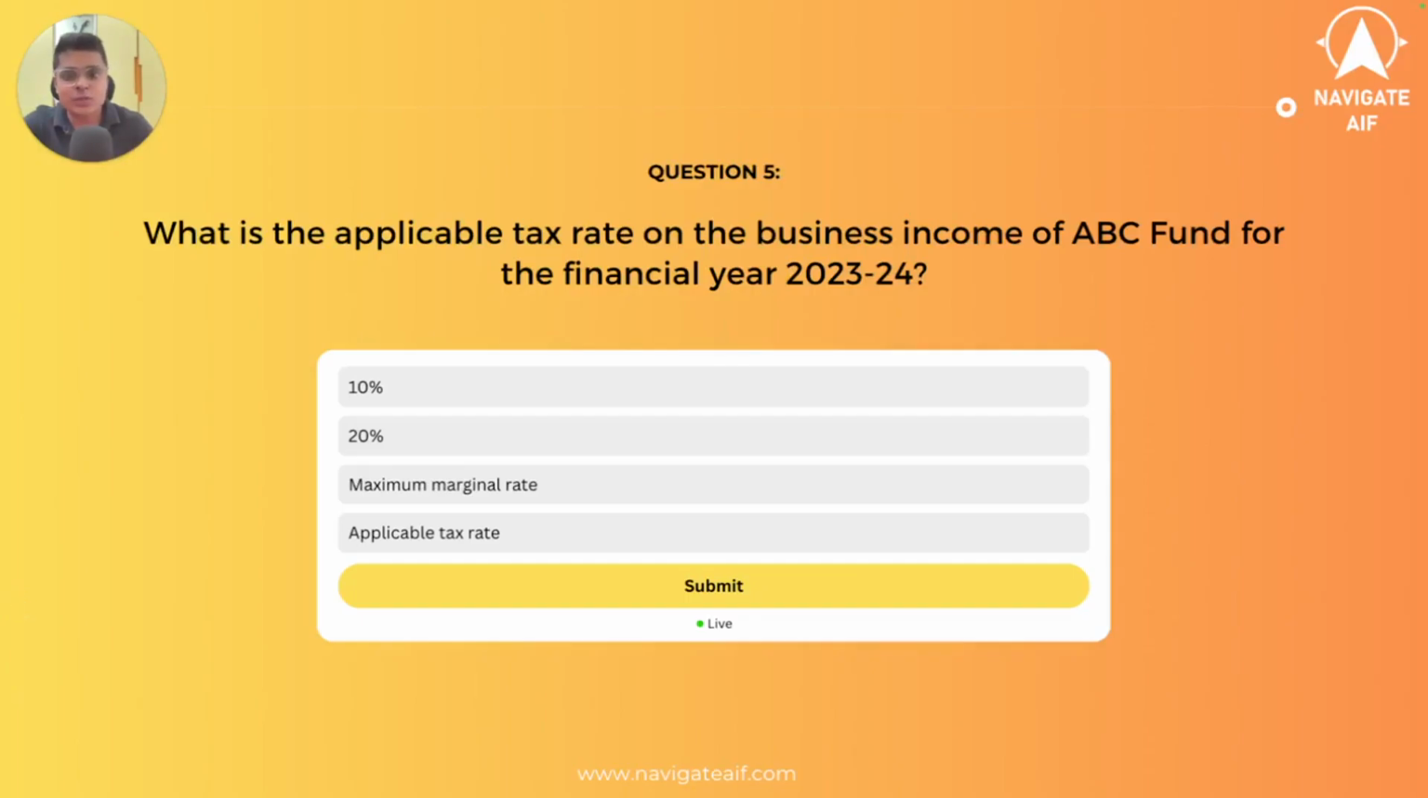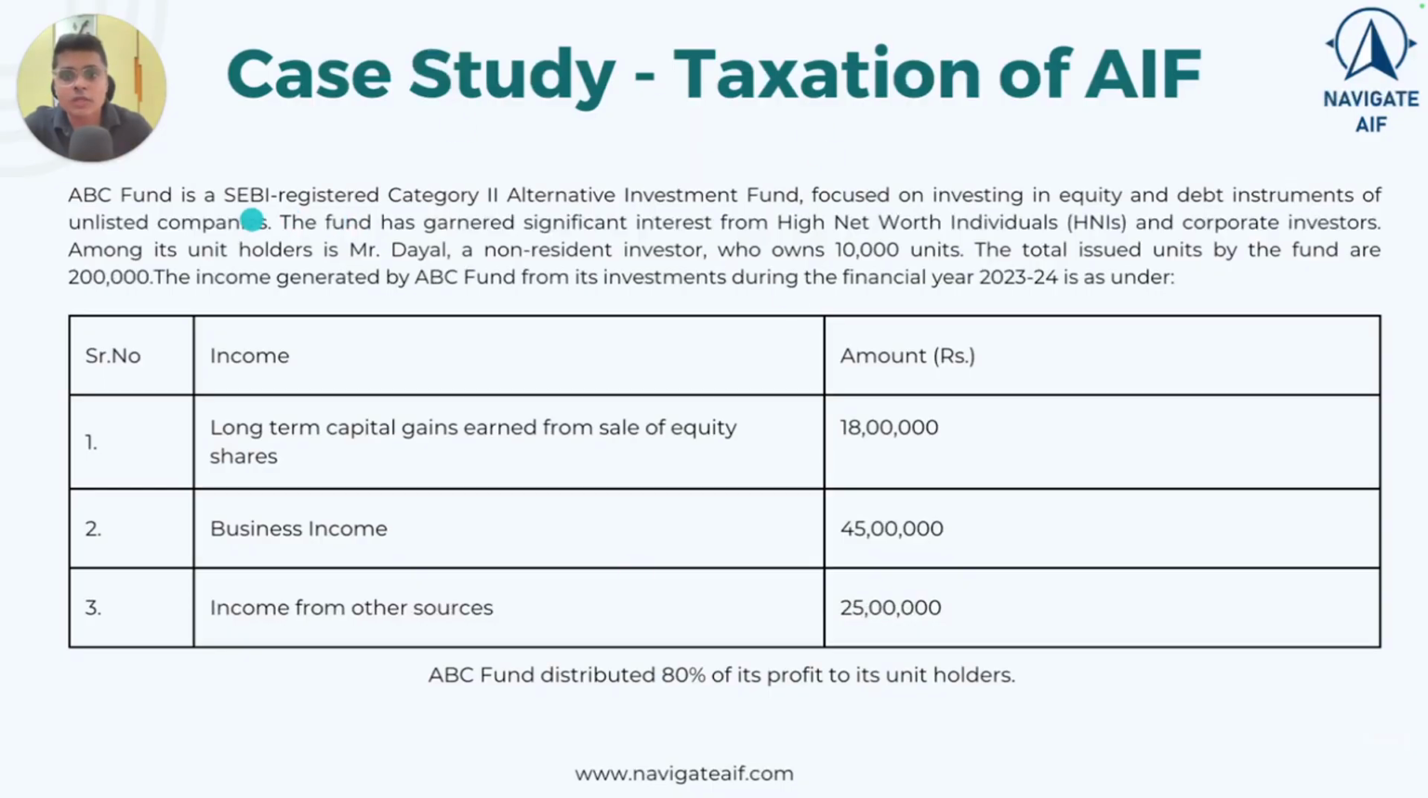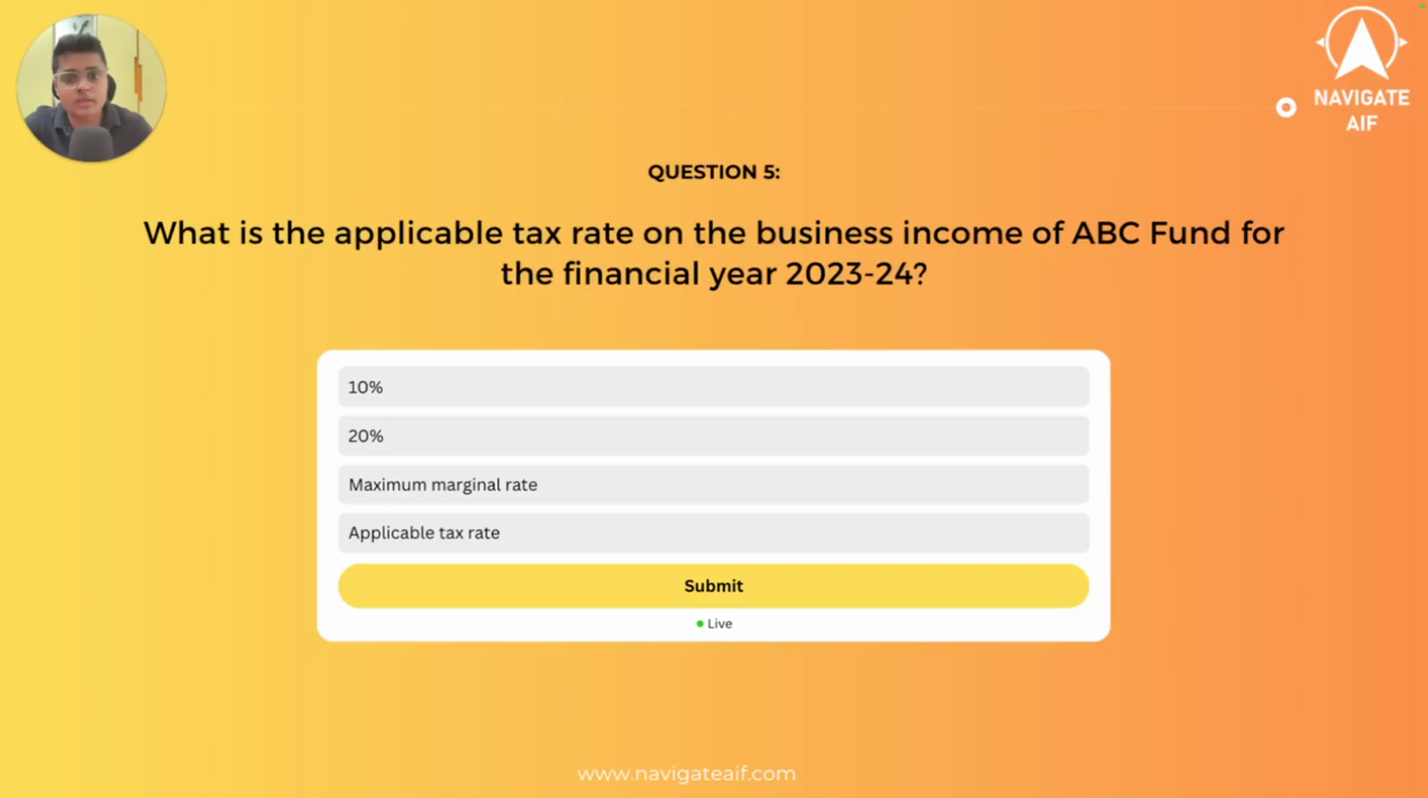Now let's discuss the last question, which is what is the applicable tax rate on the business income of ABC fund for the financial year 23-24. To answer this question, it's important to know the structure of this fund, whether this fund is a company, LLP or partnership. What does the question tell us? The question has actually not given us any inputs on whether this fund is a company, LLP or partnership. One trick to answer such questions in the exam is that if it's an LLP, then it would typically say ABC Fund LLP. If it's a company, it may say ABC Fund Limited or ABC Fund Private Limited. Since it is not specifying anything, this fund is a trust fund because that is the most common structure in AIFs in India. So this should be considered as a trust fund.